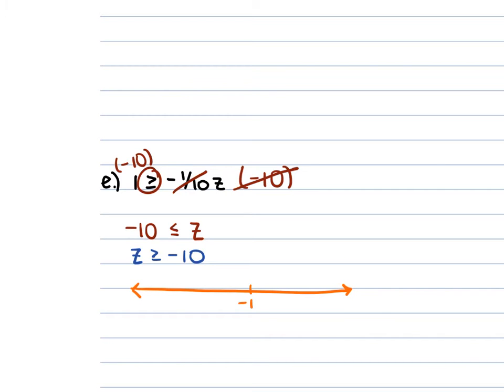On our number line, we're going to have that negative 10. I'm going to do negative 5 and negative 15 as well. I'm going to have a closed circle on that negative 10. My z comes first in that last inequality. My sign points to the right, so my line will run to the right as well.